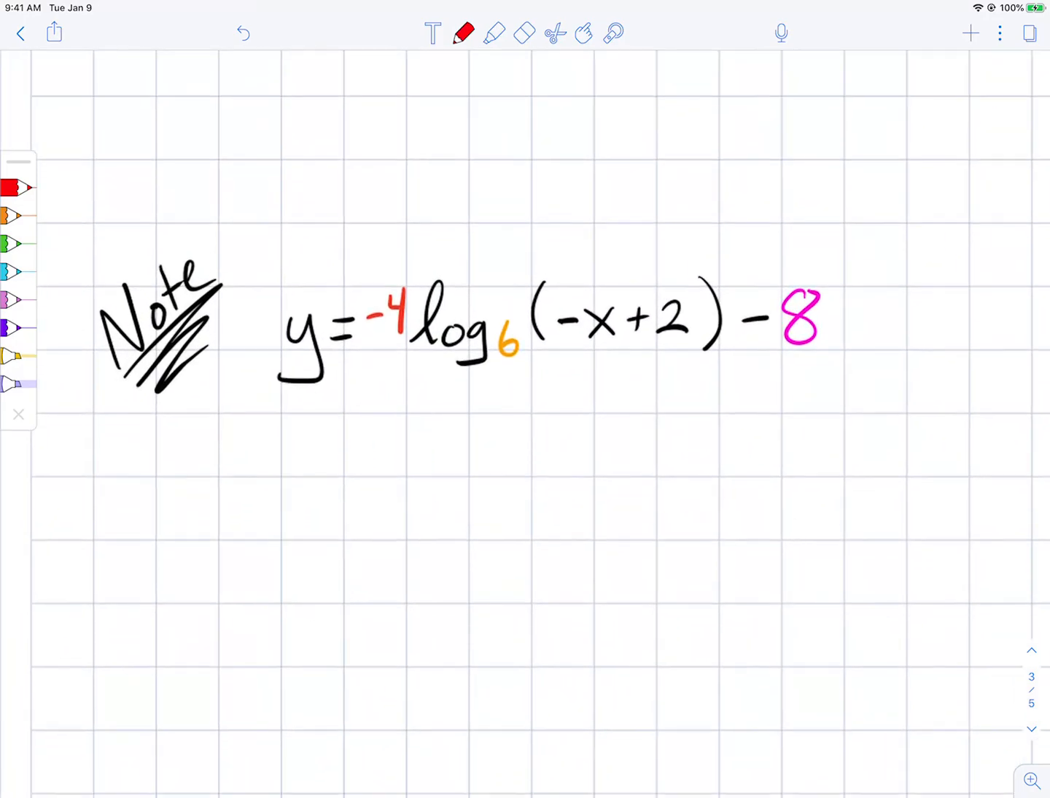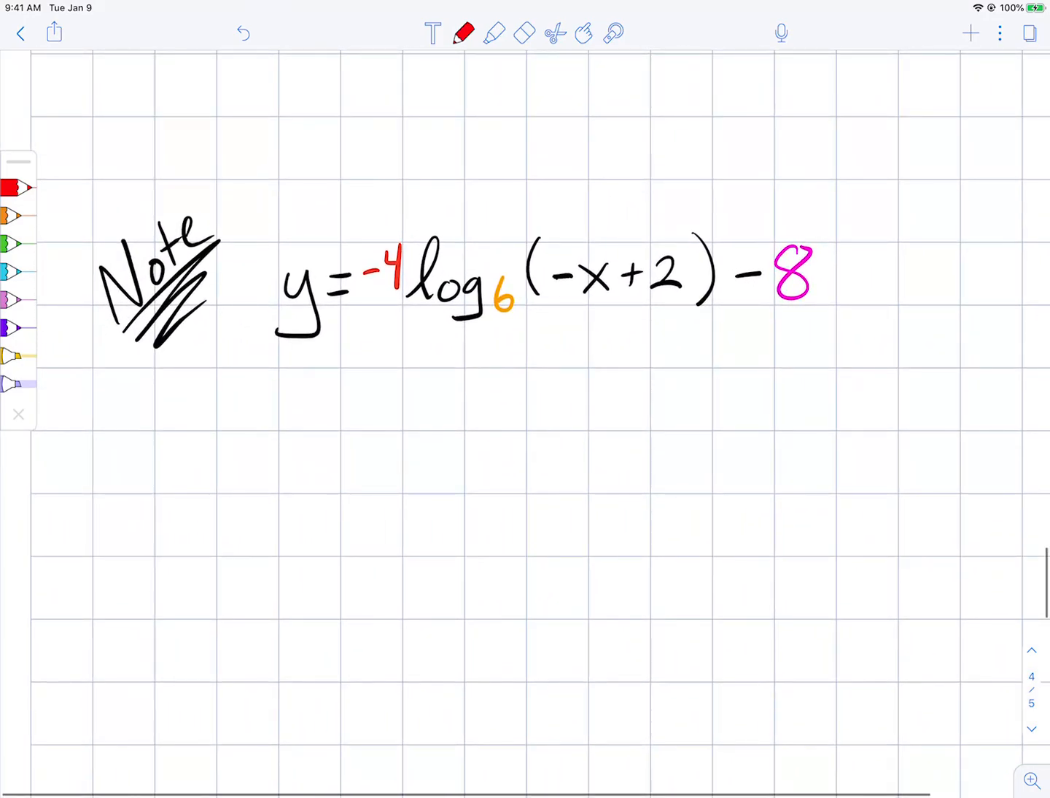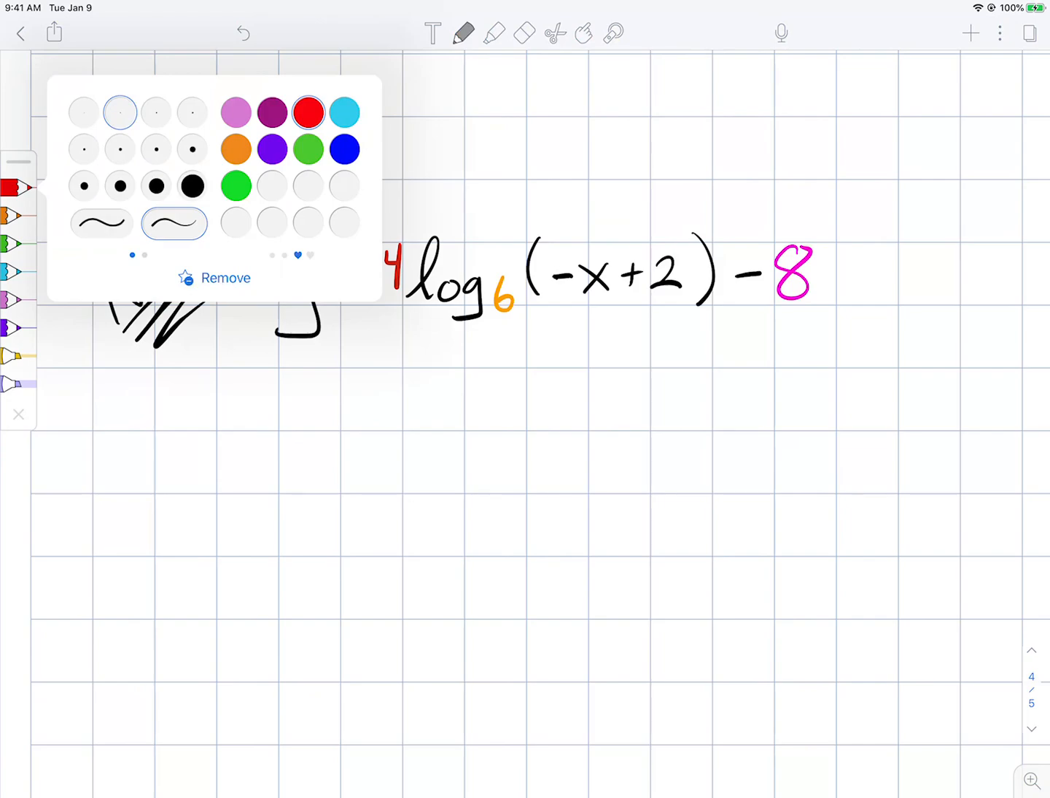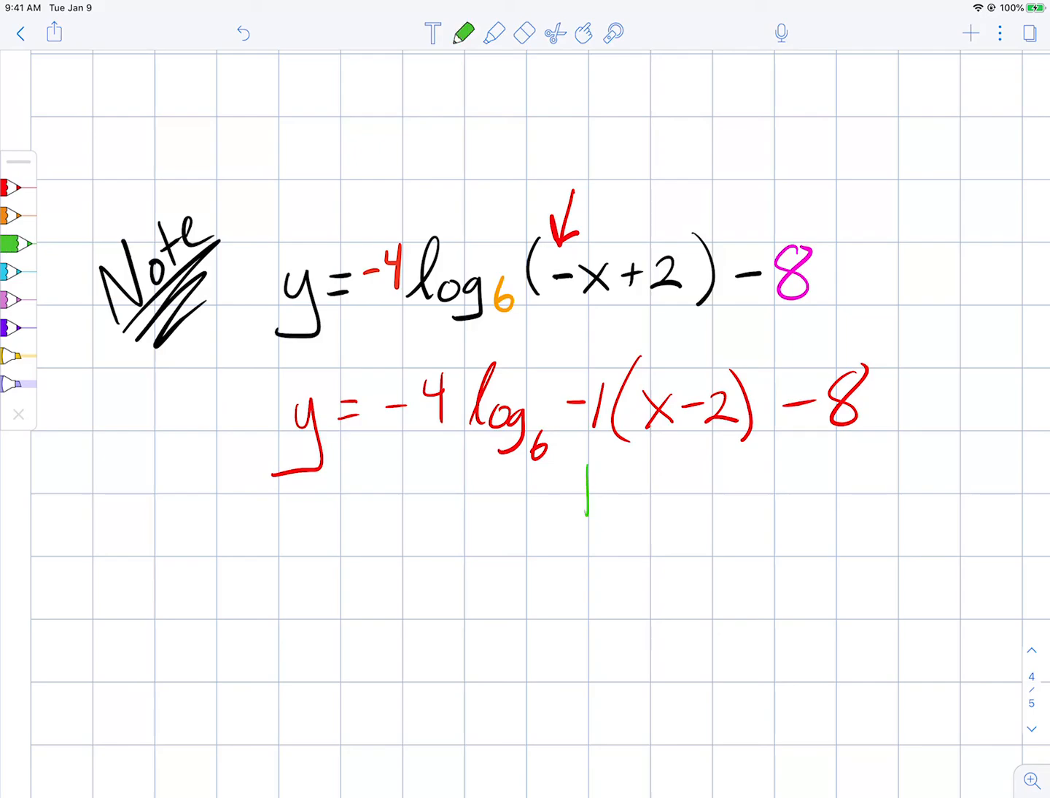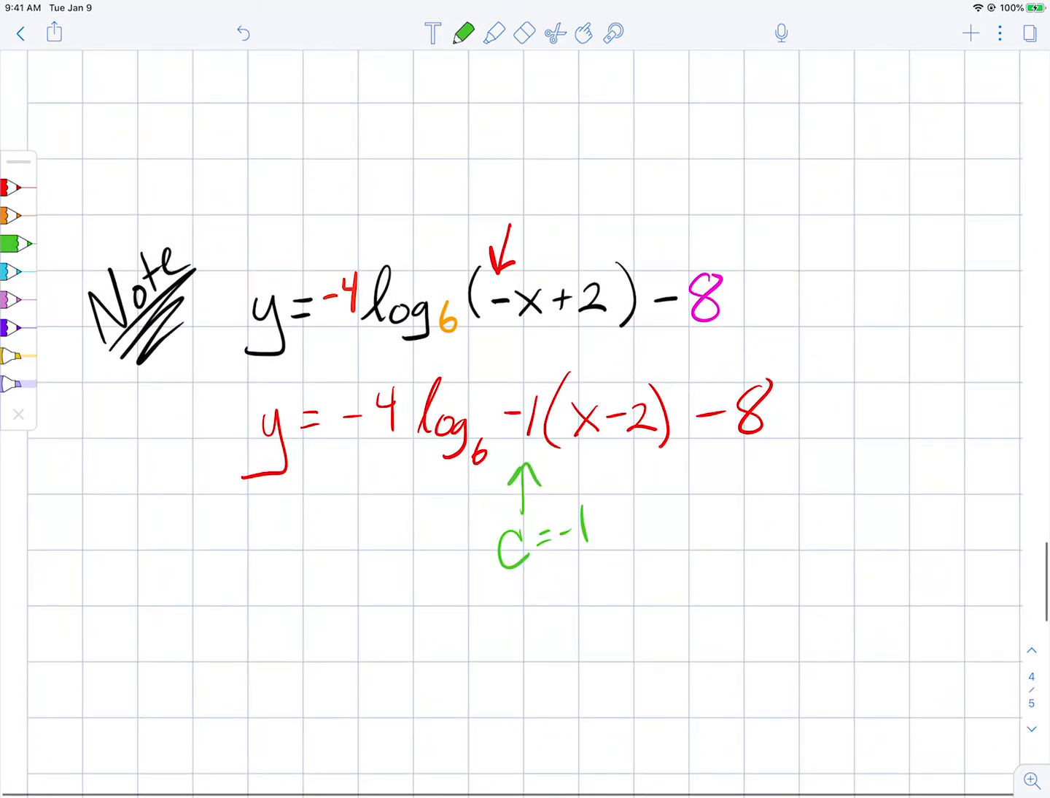Now I do want to make one little note. We are not going to finish this problem, but I do want to make a note that if you have a negative sign in front of the x within the parentheses, or there's no parentheses, that needs to be factored out. So you can factor out a negative 1 in that problem to make that x minus 2 minus 8. And now you actually have a c value of negative 1. So be very careful on that.